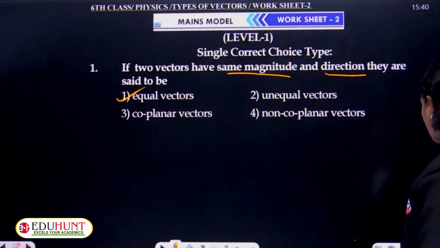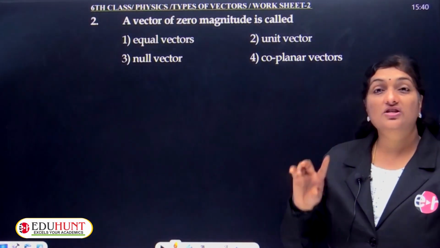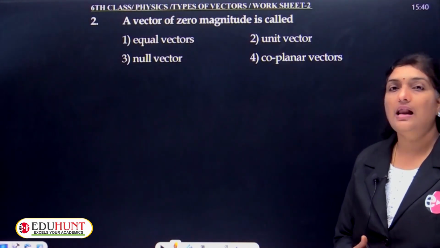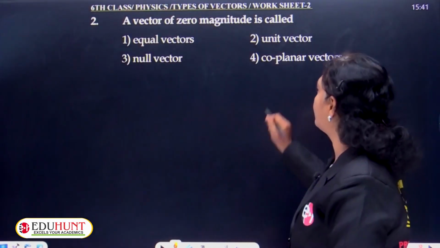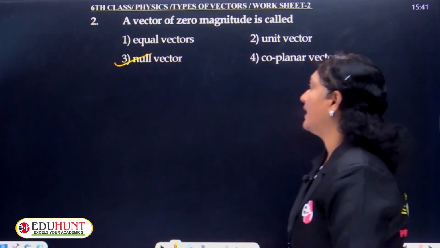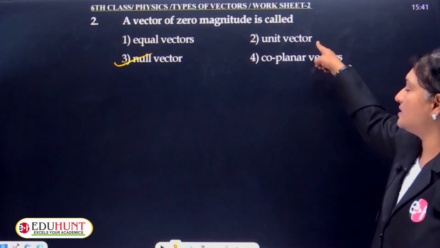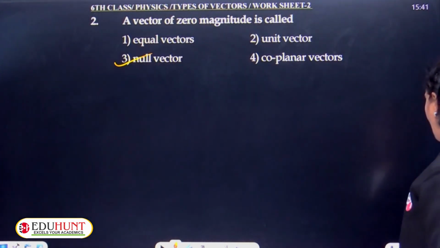So, moving to the next question, children. Second one, a vector of zero magnitude. Zero itself is called a zero vector, or the other name is null vector, whose direction is indeterminate. So, where is the correct answer? Null vector. A vector whose magnitude is 1 is called a unit vector, and a vector whose magnitude is 0 is called a null vector.